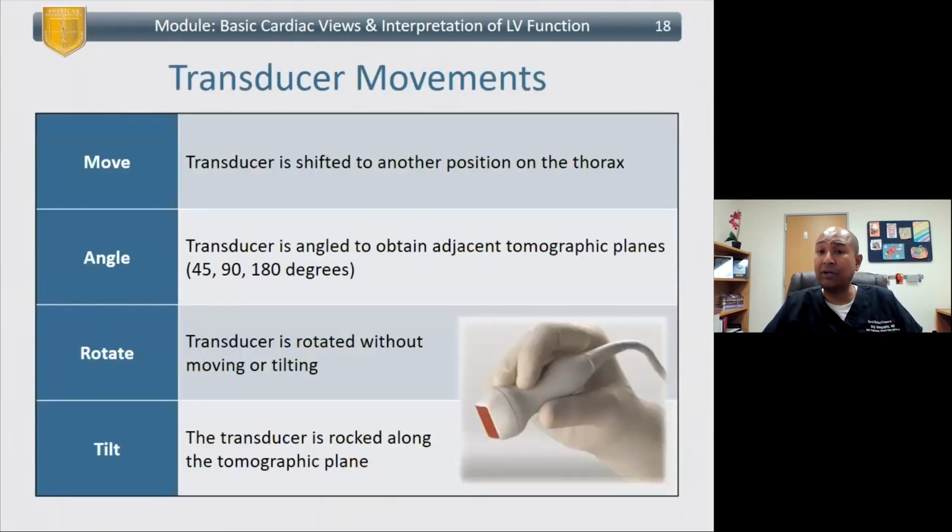So once again, I know we talked about knobology already, but I'd like to always review some transducer movements. When you are doing ultrasound and someone says, move the probe, they literally mean take the transducer and shift it to another position on the chest. There's angling the probe to obtain adjacent tomographic planes. You can angle it 45 degrees, 90 degrees, 180 degrees. You could rotate the transducer, and when we rotate, this is done without moving the probe or tilting. And tilting in itself is like rocking along this tomographic plane.